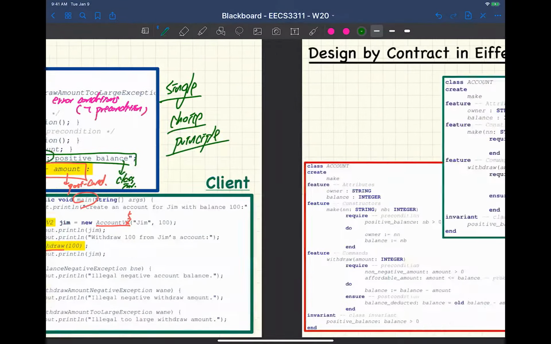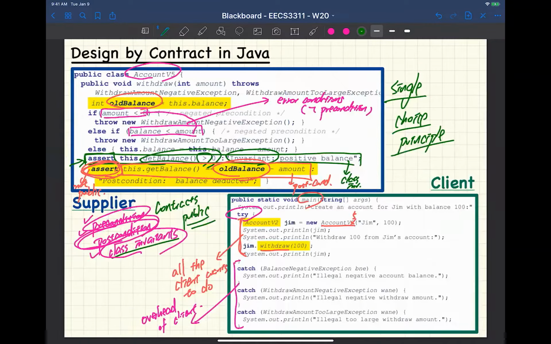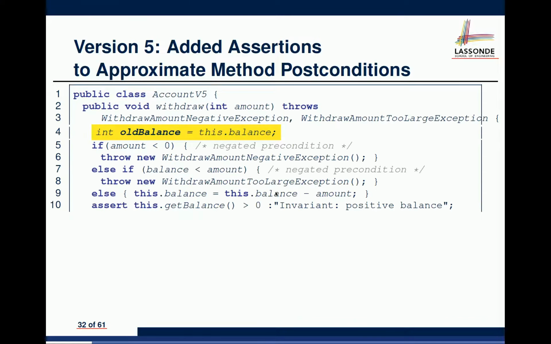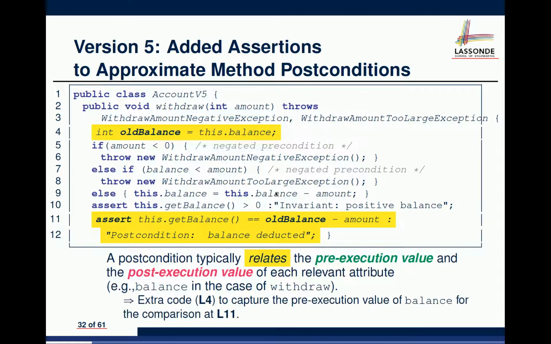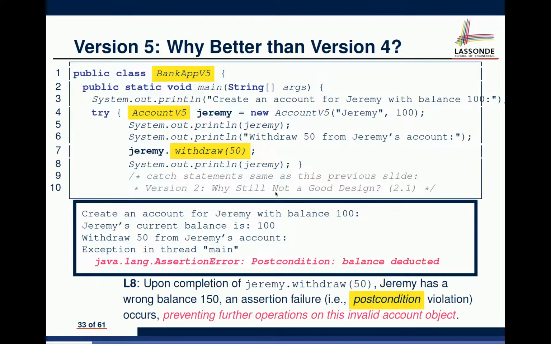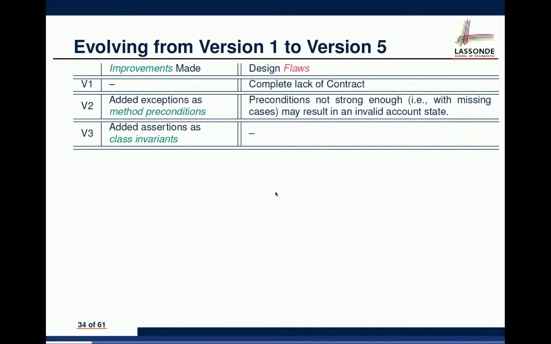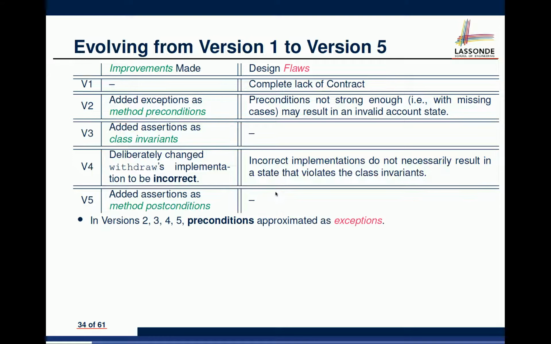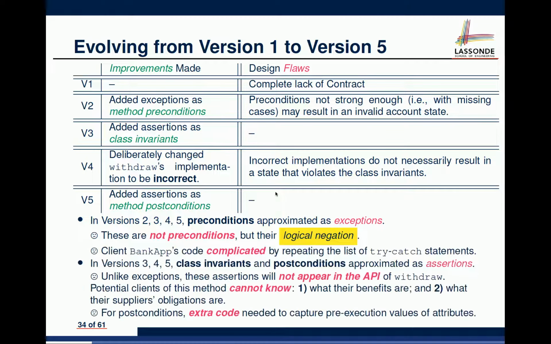Okay, so now let me just, before I go to Eiffel, for you to finish off the study here, everything I have mentioned, I'm not skipping anything. So now why is version 5 better than version 4? We traced that already last time. And this is just a summary of what we have done from version 1 to version 5. And these are the disadvantages that I just talked about for doing design by contract in Java.